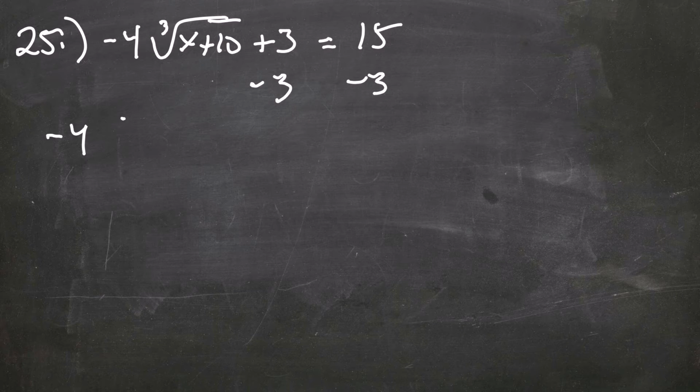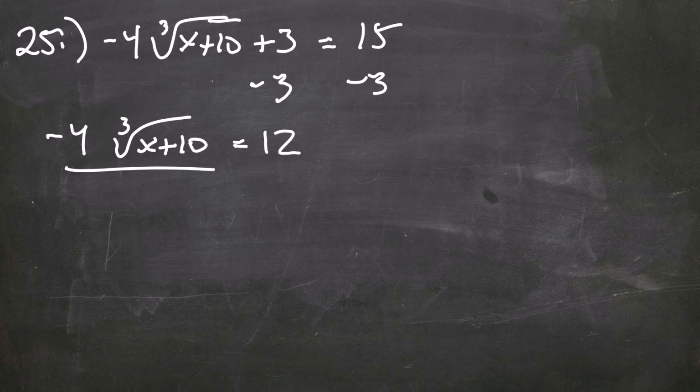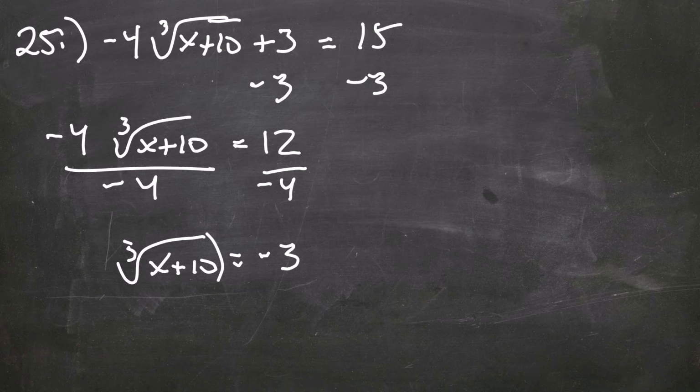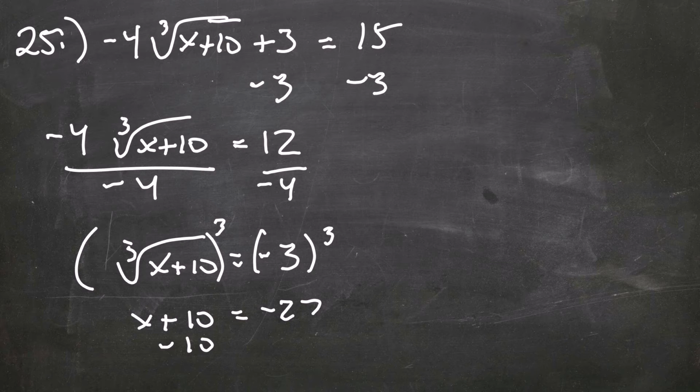So I get negative 4 times the cube root of x plus 10 equals 12. Now I divide by negative 4. I get the cube root of x plus 10 equals negative 3. I cube both sides, so I get x plus 10 equals minus 27, minus 10 from both sides. I get x equals negative 37. Now I got to plug that in and see if it works.